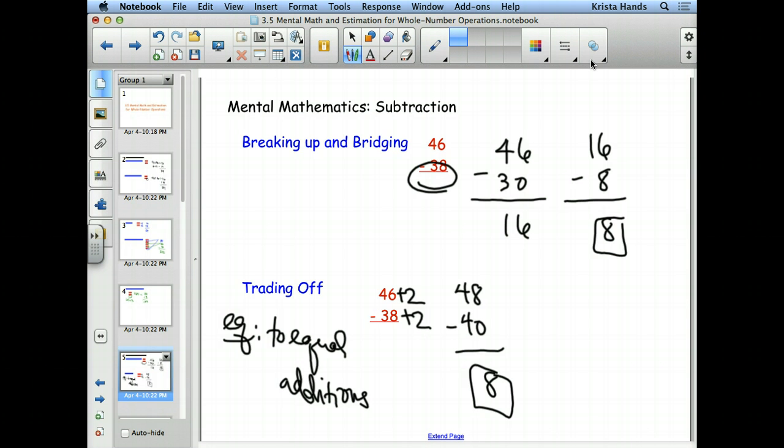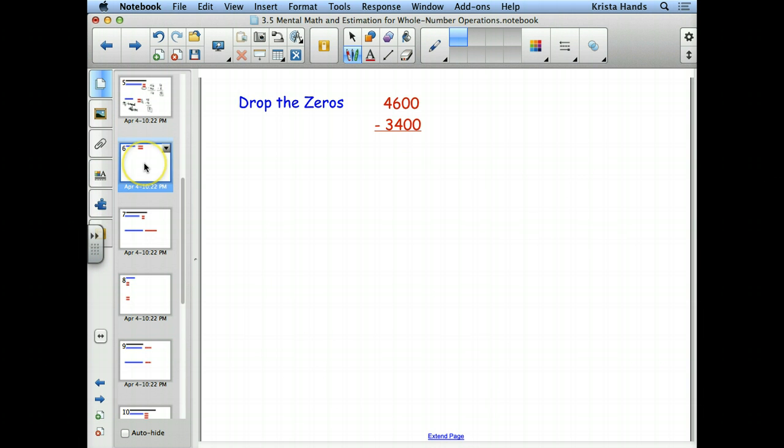All right. We have one more in subtraction. And this one is drop the zeros. So we're taking a look at 4,600 minus 3,400. So the zeros don't really affect the answer, right? I mean, they're a part of the answer, but they don't really affect the processing to get there. We can sort of ignore them for all intents and purposes. They don't really matter a lot. So we can only look at these pieces.